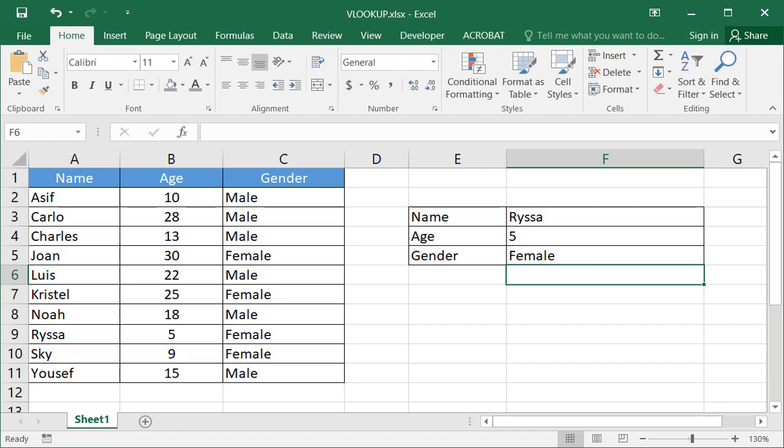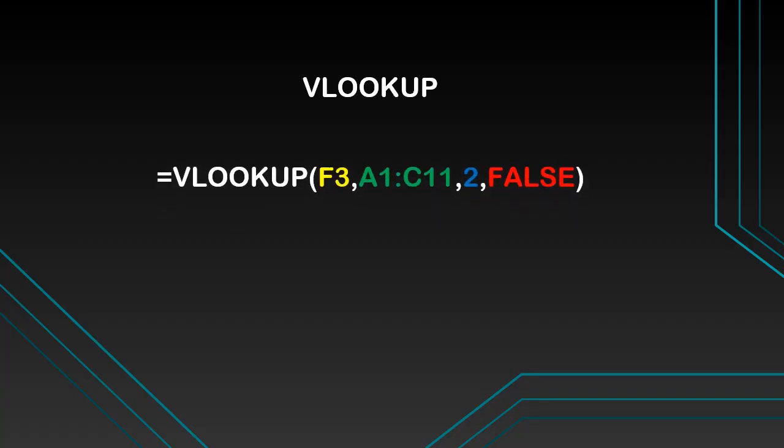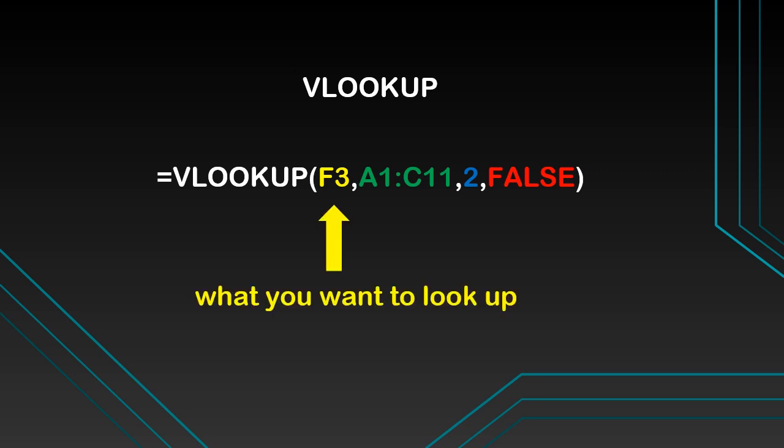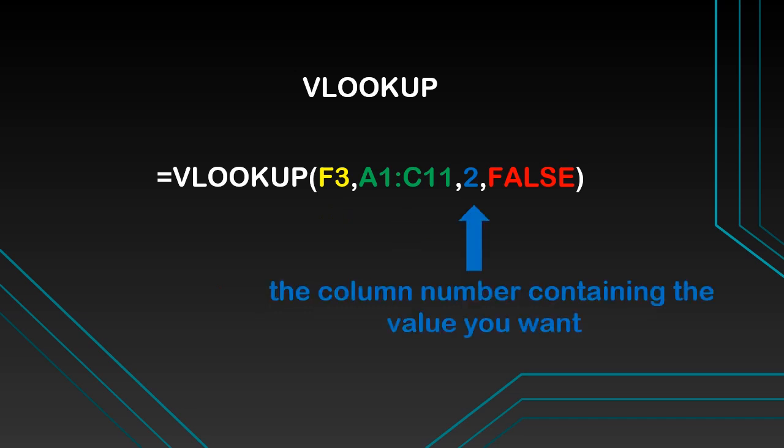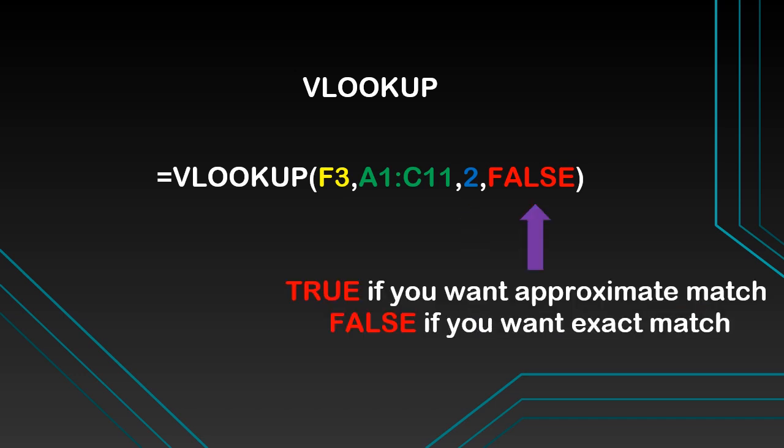Good job! Again, Vlookup is very simple and easy to learn. All you need is 4 things. What you want to look up. Where you want to look for it. The column number containing the value you want. And lastly, type true if you want approximate match or false if you want exact match.